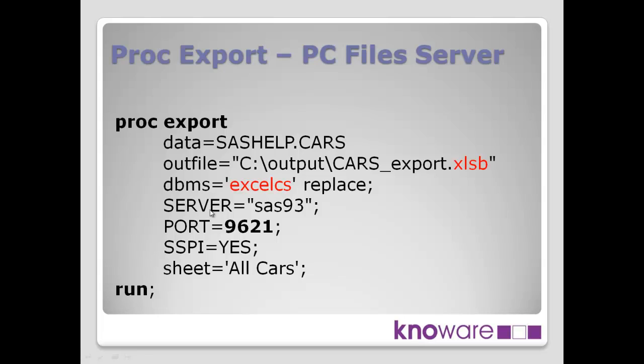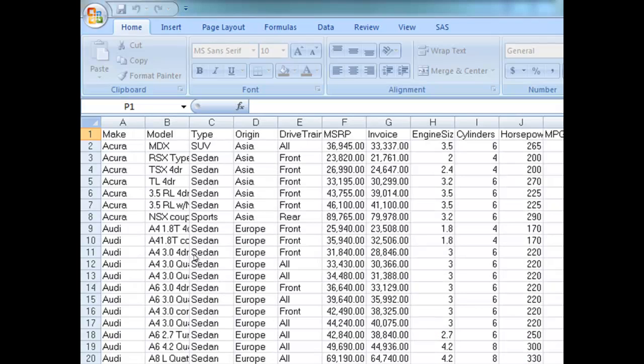Server. This is going off to a server that does the work for us and creates that particular file. So we need to tell it the name of the server, in this case it's SAS93. Port, the default port is 9621. And how does it do the security checking? We're saying here we use SSPI. What that is simply doing is using your user ID that you've logged onto your Windows environment as. It picks up those credentials and passes that through to the server. So a couple of extra things if you are using PC Files Server.